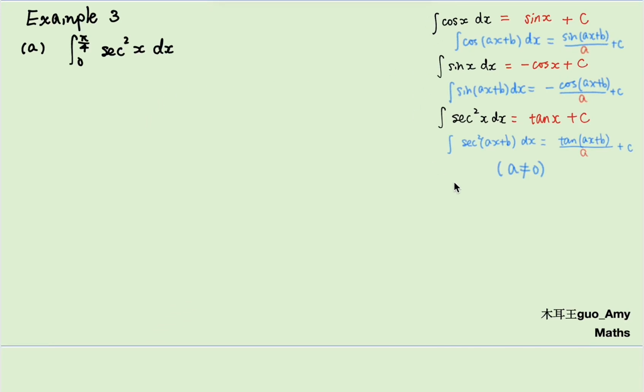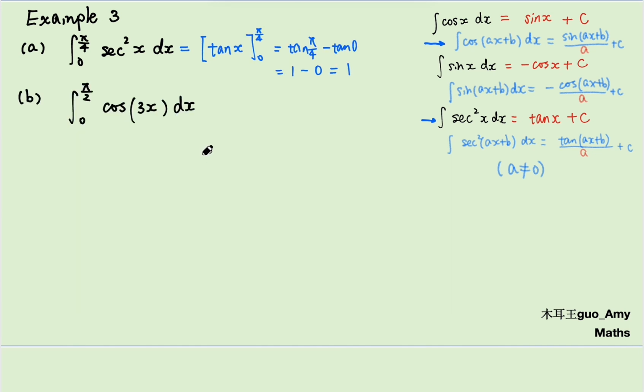Now we are going to apply these formulas into the calculation of definite integrals. First one, we have sec squared x. So it is the third formula here. Then we will have tangent x, lower limit 0, upper limit pi over 4. Then substitute all these values, we will have tangent pi over 4 minus tangent 0. And tangent pi over 4 is 1 and tangent 0 is 0. Therefore, final answer is 1.